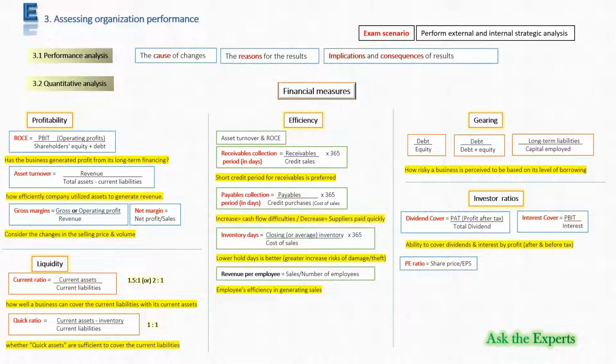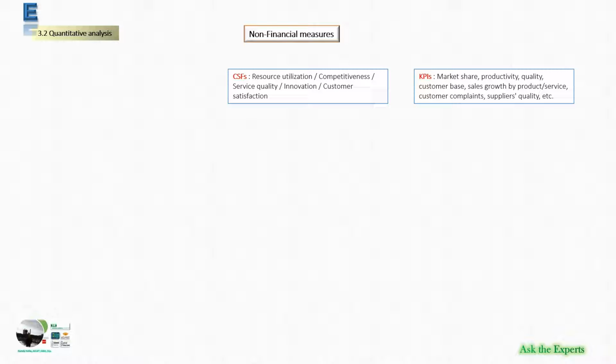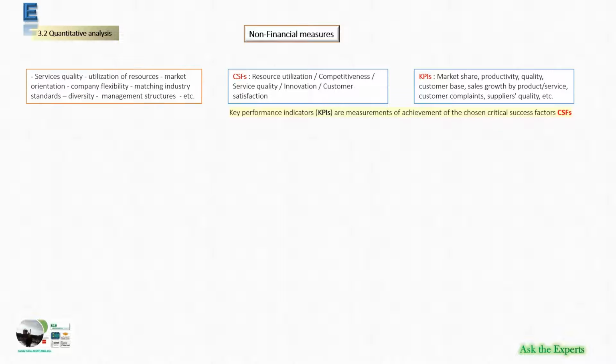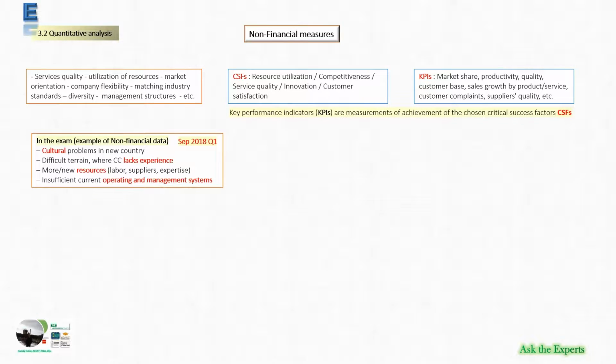Now what about the non-financial measures as quantitative analysis techniques? Resource utilization, competitiveness, service quality, innovation and customer satisfaction are common examples of business-critical success factors. Market share, productivity, customer base, sales growth by product, customer complaints and suppliers' quality are common examples of the key performance indicators, or KPIs. The KPIs are measurements of achievement of the chosen critical success factors.